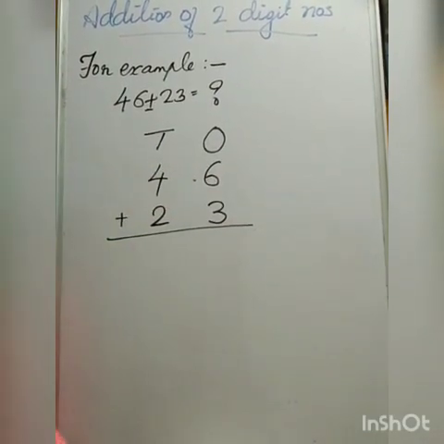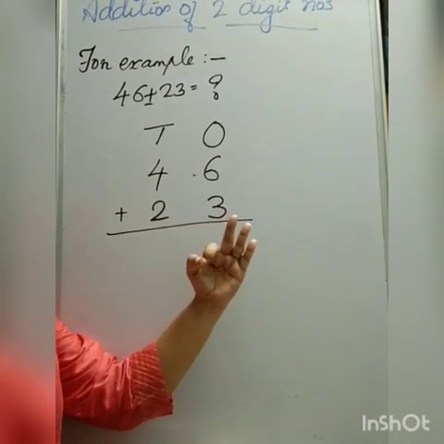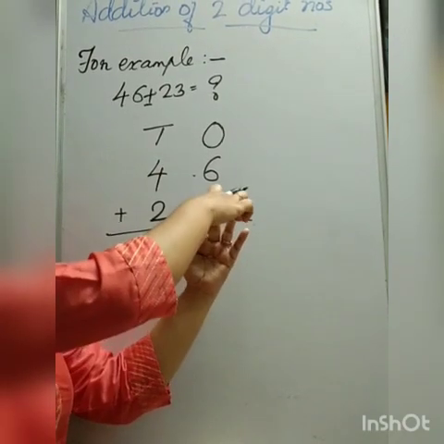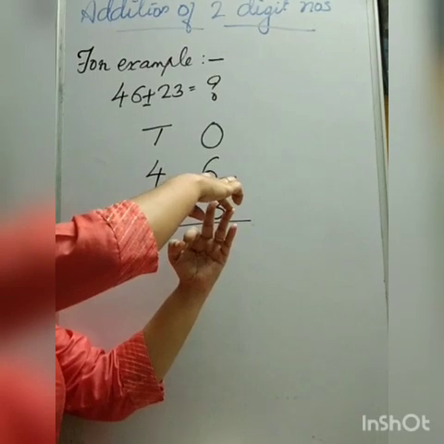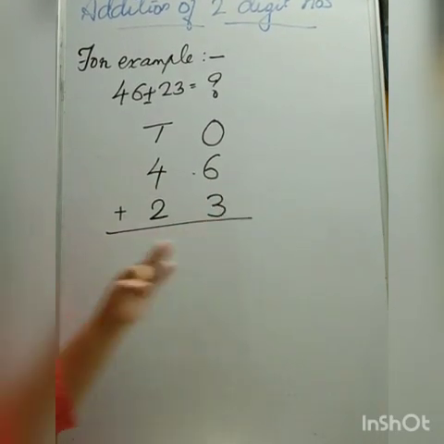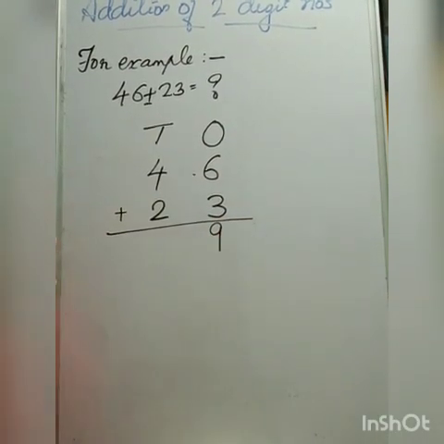First we have to take out 3 on your finger and keep 6 in your mind. After 6, 7, 8, 9. Which answer did I get here? 9. So write 9 in the ones place.